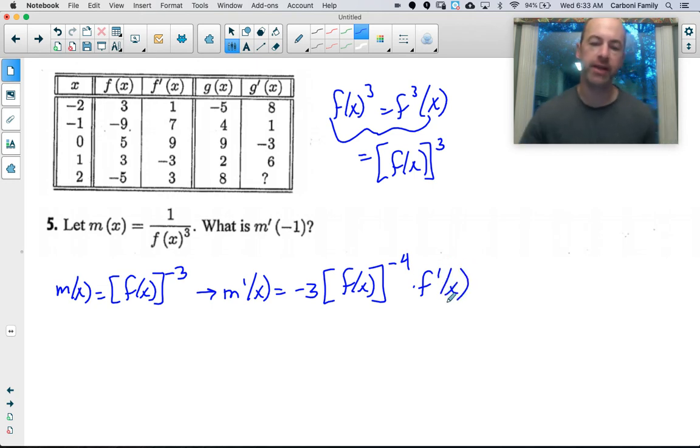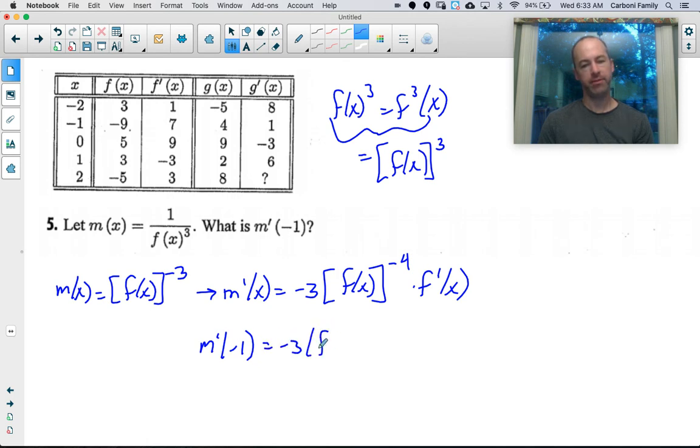And that is a lot easier than any other options here. You could have done a quotient rule, but really in the quotient rule, you would have to do the chain rule anyway because you have all of f of x cubed. So just use the negative exponent, make things easier for yourself. Now I'm interested in m prime of -1, which would be -3 times f of -1 to the -4 power times f prime of -1. And then we can plug in our values.